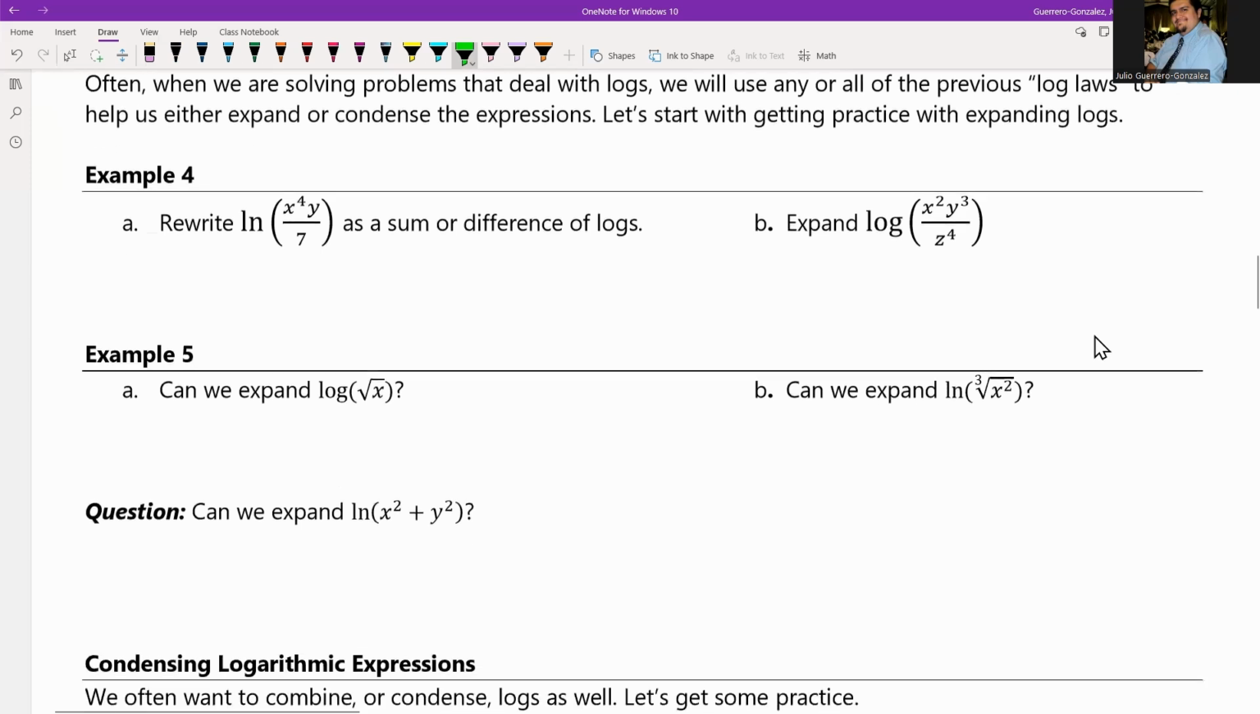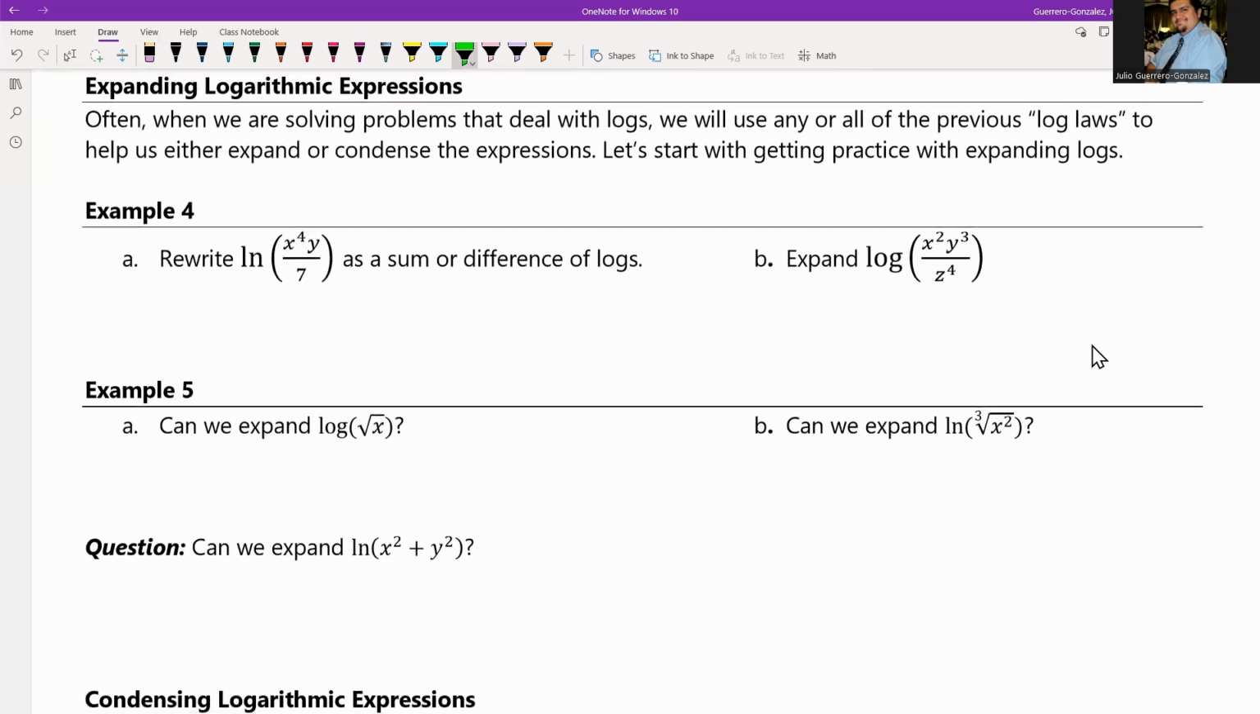Okay, so now, expanding logarithmic functions. When you get into the harder sciences, the stuff that's really up there in chemistry and physics and math, sometimes you might need to break away some stuff inside of a logarithm, and stuff like that cancels out, right? That's what we're going to practice here.